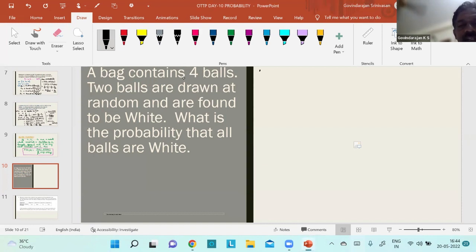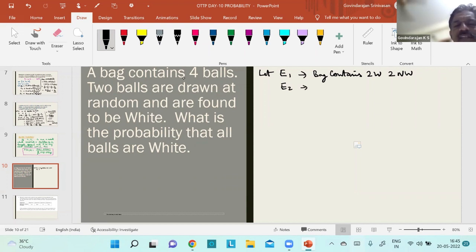So let us see that. Let E1 be the event that the bag contains 2 white balls and 2 non-white balls. NW means non-white, it's not white. Okay, 2 balls are white and 2 balls are not white. This may be a bag. Another assumption, E2, is that the bag contains 3 white balls and 1 non-white ball. Or E3 is another assumption: the bag contains 4 white balls and 0 non-white. Nothing else is there, all 4 of them are white balls.